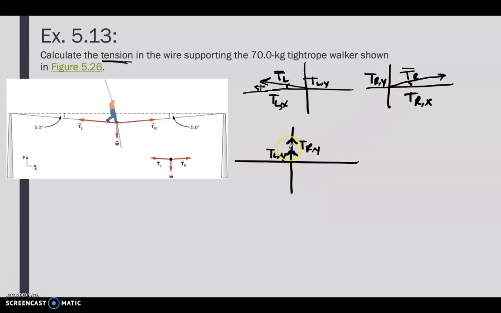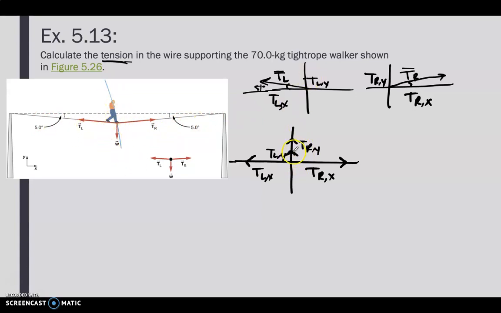Then on our x-axis, we have TLX. That's about there, I'd say. And TRX, about there. And it doesn't have to be perfect, as you can see, this is not perfect. And now you notice that this wire is holding this person up.